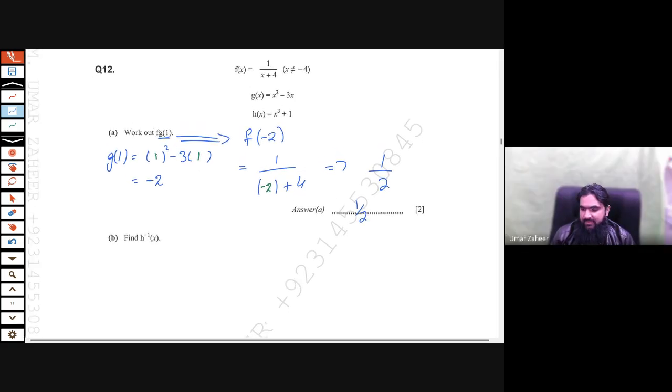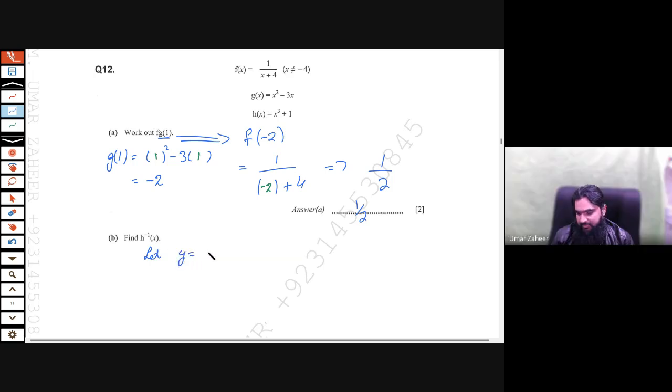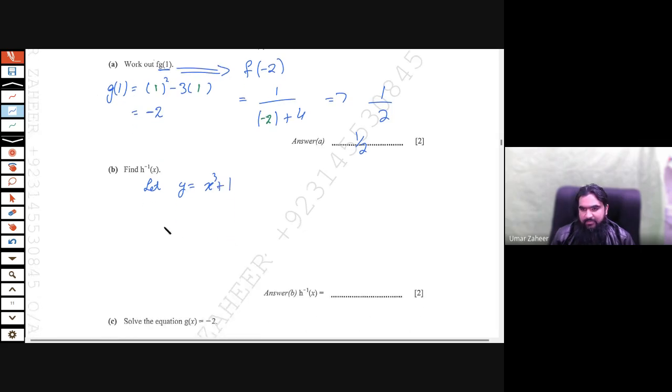Now, in the next one, we have to find h inverse of x. Yes, what is the first step for the inverse? Let y be equal to x cubed plus 1. Now, what do we have to do next?